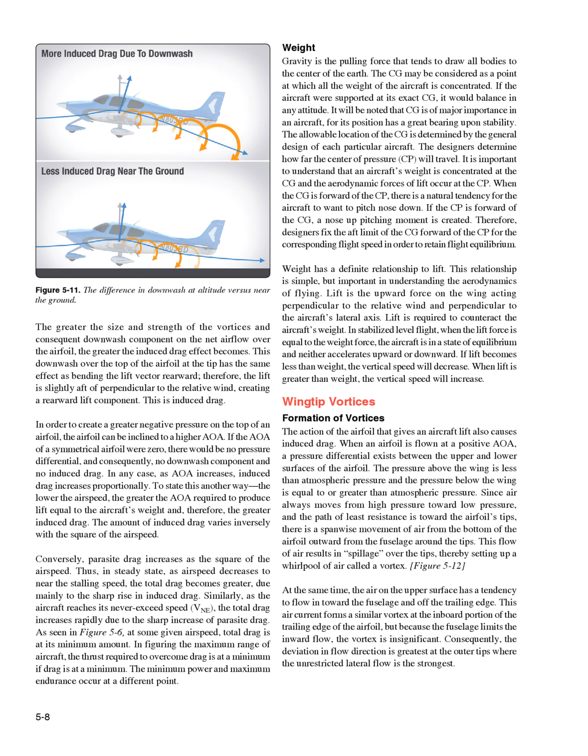This air current forms a similar vortex at the inboard portion of the trailing edge of the airfoil, but because the fuselage limits the inward flow, the vortex is insignificant. Consequently, the deviation in flow direction is greatest at the outer tips where the unrestricted lateral flow is the strongest.